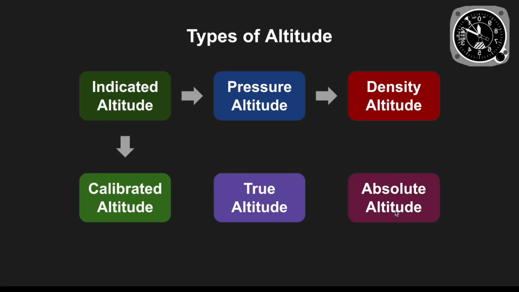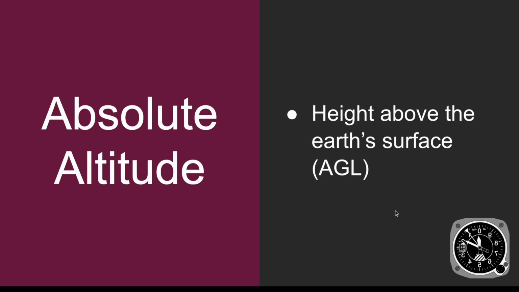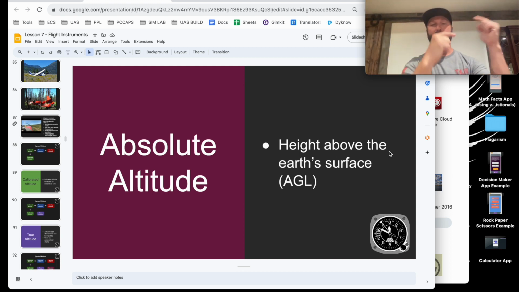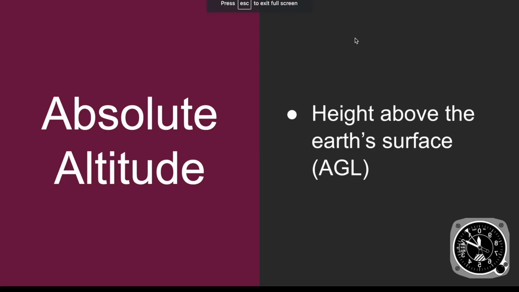And then we have absolute altitude. I really don't use the term absolute altitude. Instead, I use AGL, above ground level. That's what I call it. So if you hear me say 500 AGL or 4,000 AGL, I'm talking about absolute altitude. This is your height above the Earth's surface. So if you're flying along a mountain, now you went from 3,000 AGL to 500 AGL, right? Because the earth changed, but you stayed at the same altitude. So you're always talking about how high you are above the ground. That's AGL, or absolute altitude.